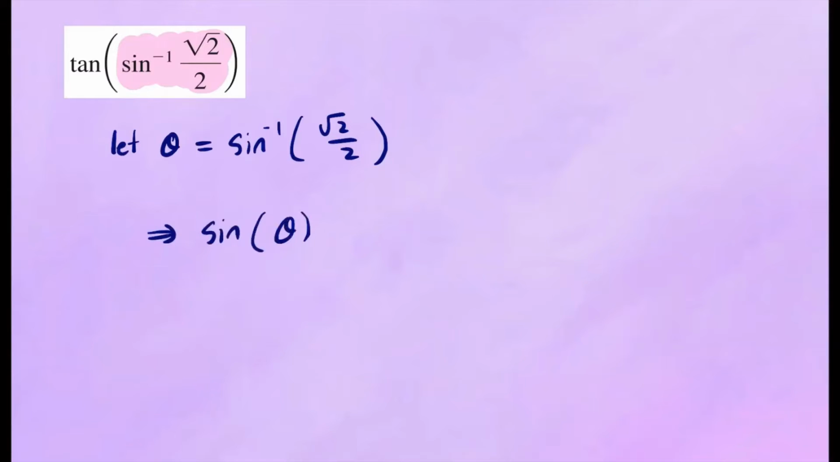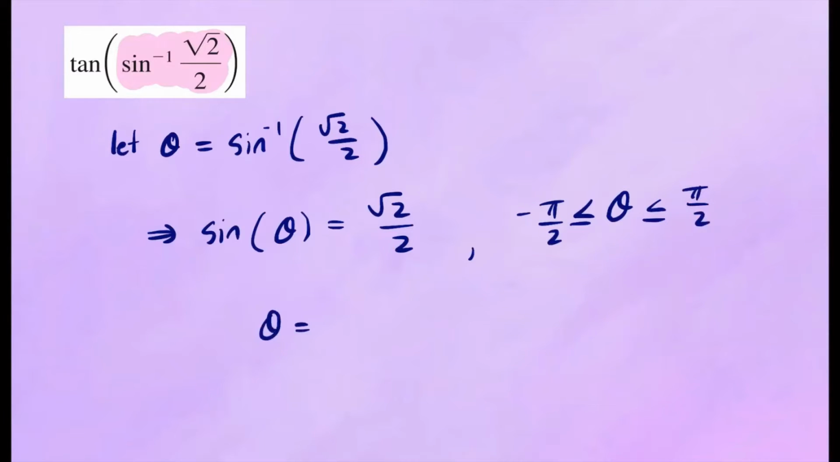Same thing here. So we're going to select theta to equal just what's inside. That would be sine inverse of square root of 2 over 2. Now we have to look for theta that will correspond to this exact value. That means we want to know sine of what angle gives us square root of 2 over 2, knowing that theta has to be within its restricted domain, negative pi over 2 to pi over 2. And we know that this theta is actually 45 degrees or pi over 4.